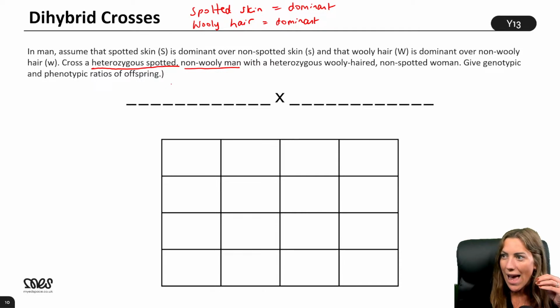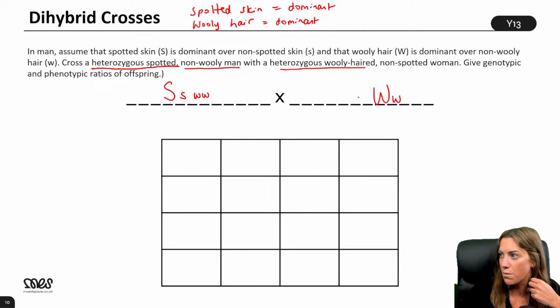Okay, so heterozygous spotted non-woolly. Non-woolly is recessive, so he must have 2 recessive alleles. And then we're crossing that person with a heterozygous woolly haired non-spotted woman. Non-spotted would be recessive, right? So that's what we're doing.